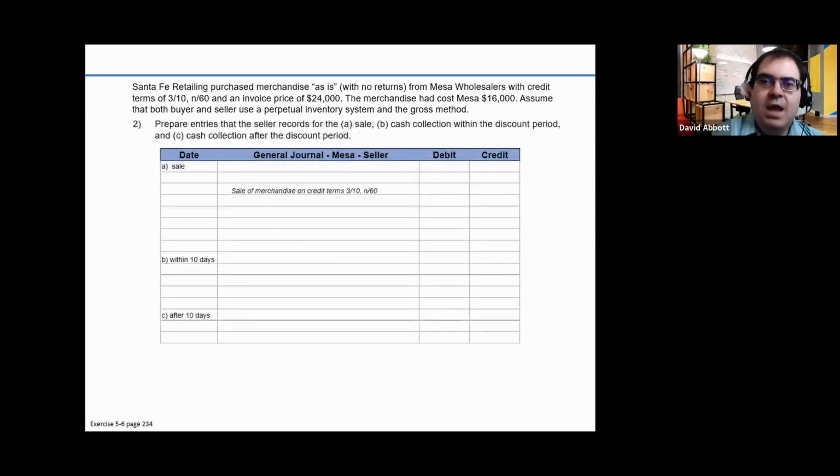Okay. Now we're going to switch places and think about MISA, what kind of things they would have to record. So for them, for MISA wholesalers, they're going to have an accounts receivable from Santa Fe Retailing of 24,000. And then they now have sales revenue of 24,000, which is a credit. And then they also have to record the cost of goods, what it cost them. So they're going to debit the cost of goods sold, 16,000, and then they're going to credit the merchandise inventory, 16,000.